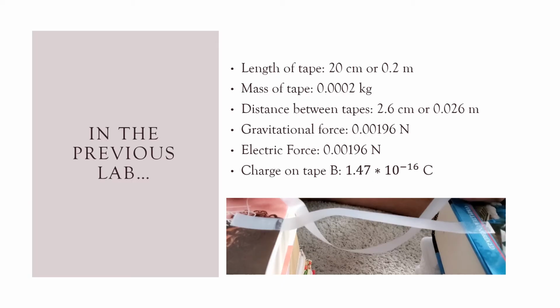In the previous lab, we had two lengths of tape that we had to float on top of one another. We had to measure various numbers, including the length of the tape, the mass of the tape, and the distance between the tapes while they are floating above one another. With these numbers, we had to calculate gravitational force, electric force, and the charge on tape B, or just one of the tapes above or below.